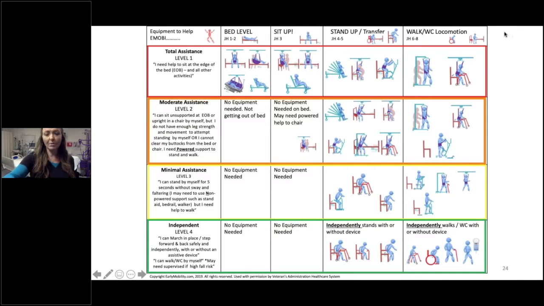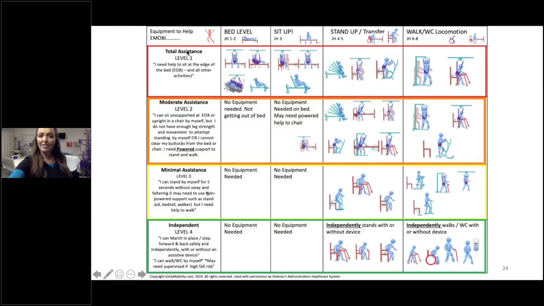That's across the top. So bed level, this is your Johns Hopkins HLM 1 and 2. Remember, we talked about that in the documentation. Sitting up, that's a level 3 in the Johns Hopkins HLM. Standing up, we're looking at a 4 and a 5. Walking is 6, 7, and 8. Remember, a 6 is a few steps, just we transfer into a chair. A 7 is walking in the room. An 8 is out in the hallway, 250 feet.